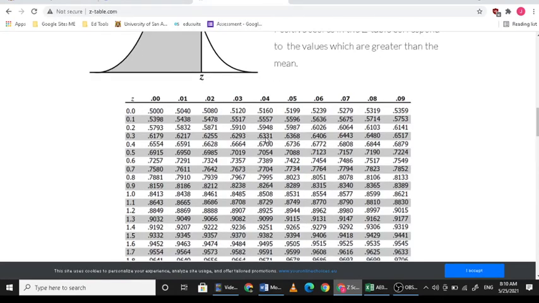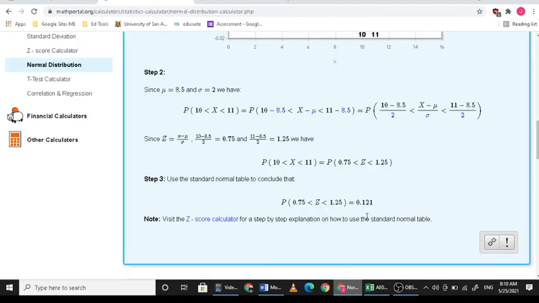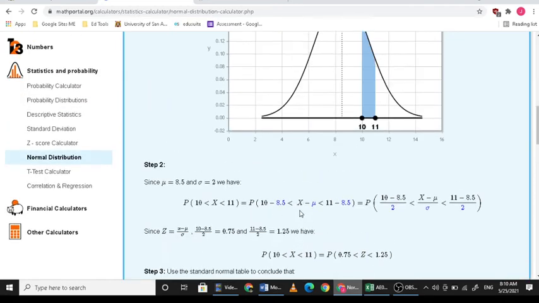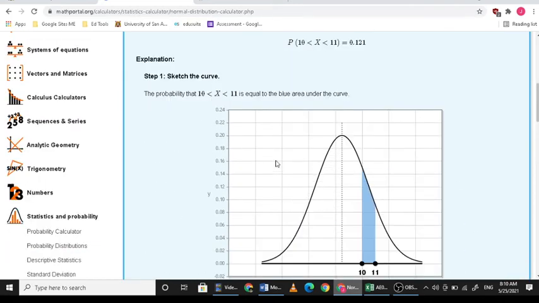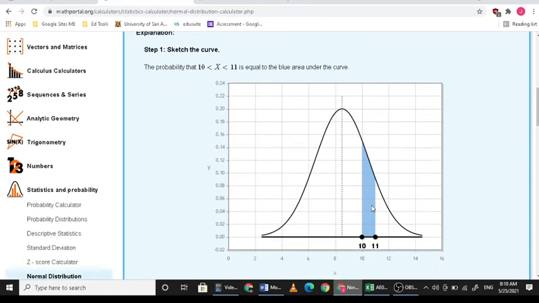Okay, so let's have 1.25. So 1.25 is 0.8944. And 0.75, diba, is 0.7734. So minus, so that's 0.1210, or 0.121, or 12.10%. The probability that the battery life is from 10 hours to 11 hours is 12.10%. So that's for example 2.